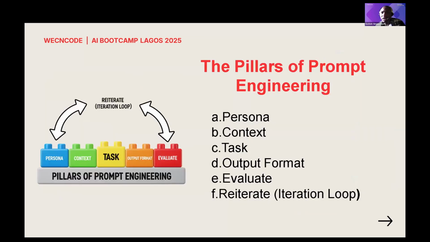So we look quickly at the pillars of prompt engineering. If your prompts must be effective, you must look at the persona, the context, the task, and how you want the output format to be. You evaluate it, and if the result is good for you, you take it. If it's not good, you iterate, that is, you reframe your prompt again. So let's look at it one by one.